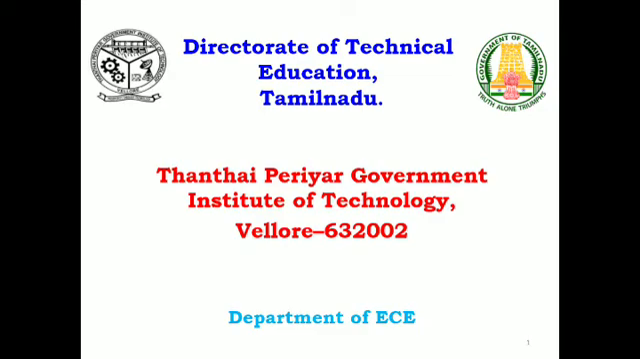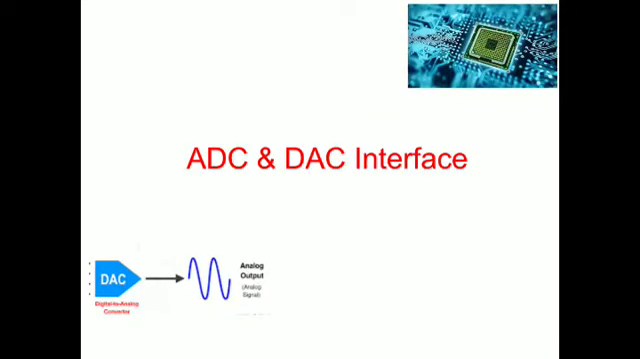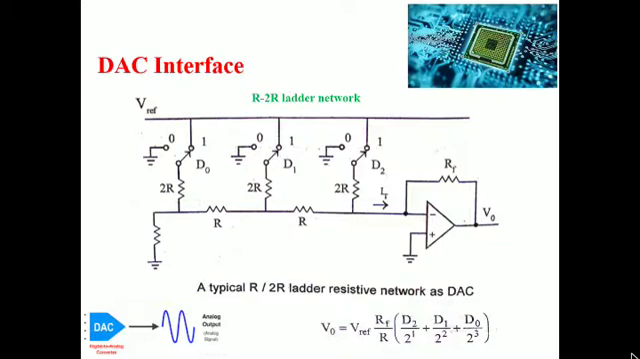Welcome to this video. In this we are going to discuss the ADC and DAC interface, analog to digital converter and digital to analog converter with the microprocessor. First let's have a DAC interface, that is digital to analog interface. In many applications, the microprocessor has to produce analog signals for controlling certain analog devices. Basically, the microprocessor system can produce only digital signals.